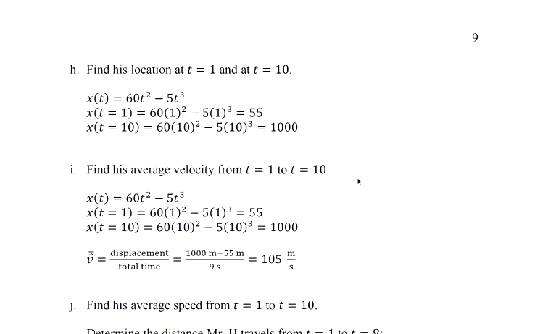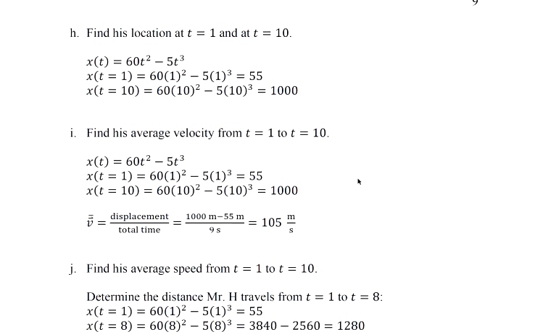Part H, find his location at time t equals 1 and t equals 10. So we just have to look at the displacement equation or position equation and plug in t equals 1 and t equals 10. Part I, find his average velocity from t equals 1 to t equals 10. So let's find the displacement and divide by 9 seconds because it goes from 10 seconds to 1 second.